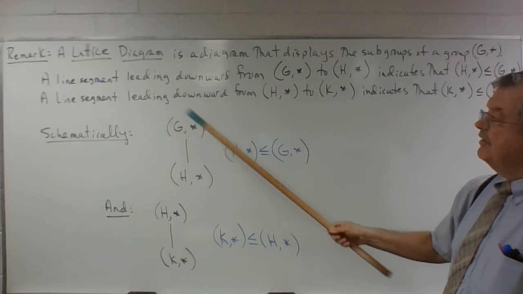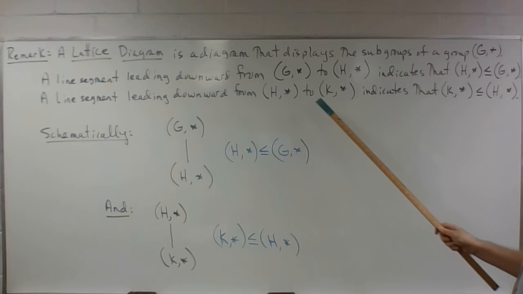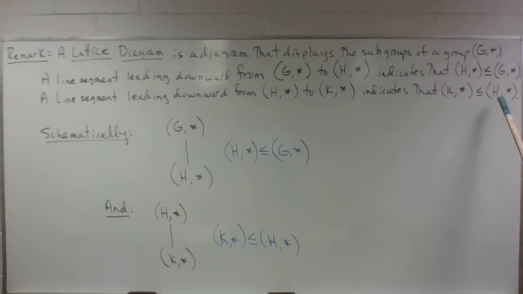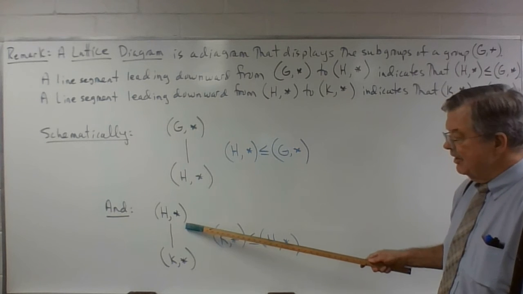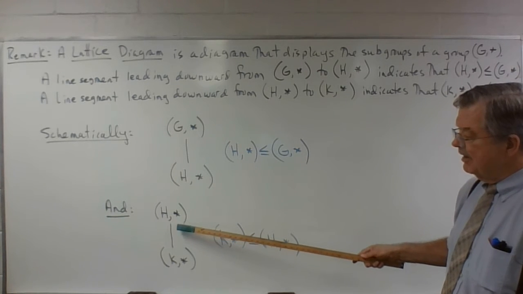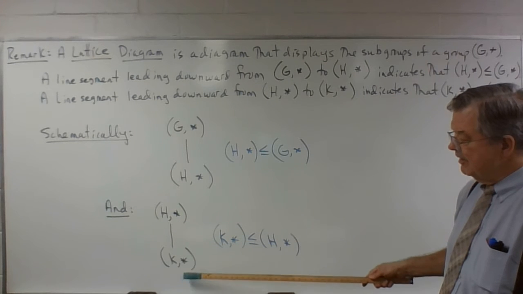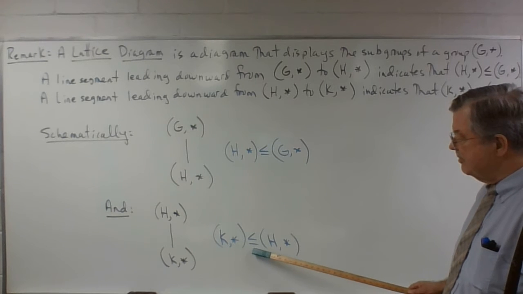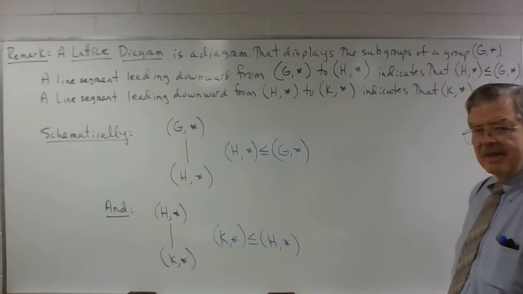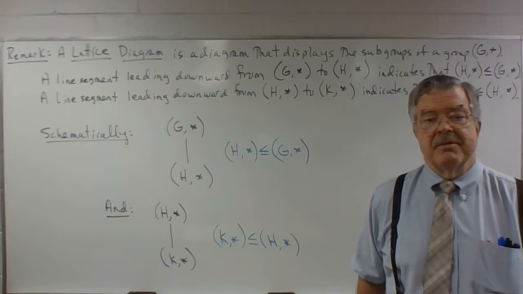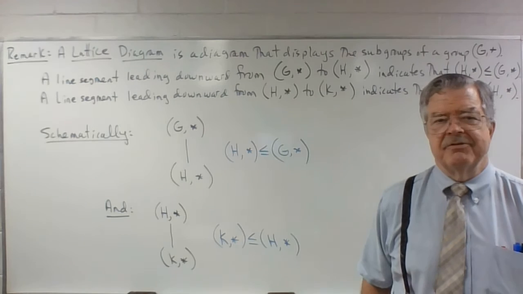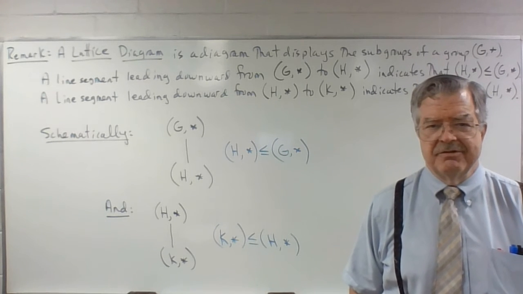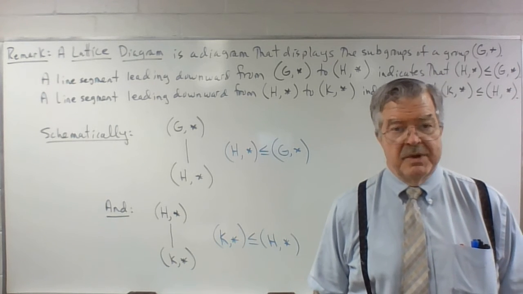Similarly, a line segment leading downward from group H to group K indicates that K is a subgroup of H. And here we have that shown schematically. We have a line leading downward from group H to group K, and that tells us that K is a subgroup of group H. Now, remember, the property of being a subgroup is a transitive relationship. So let's make sure that we note that well.